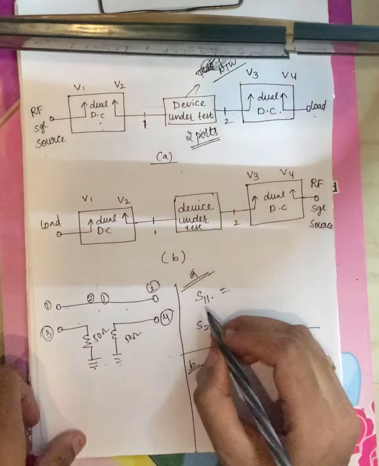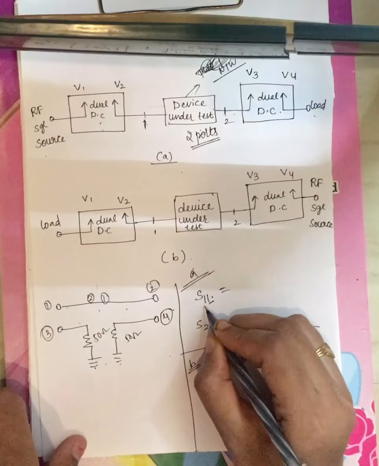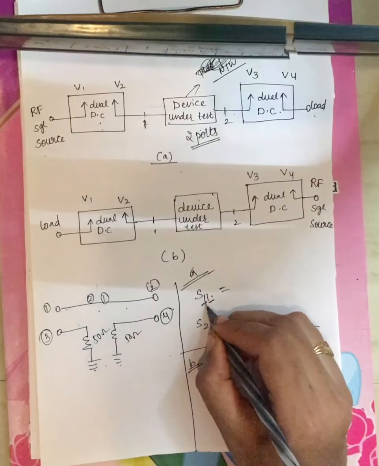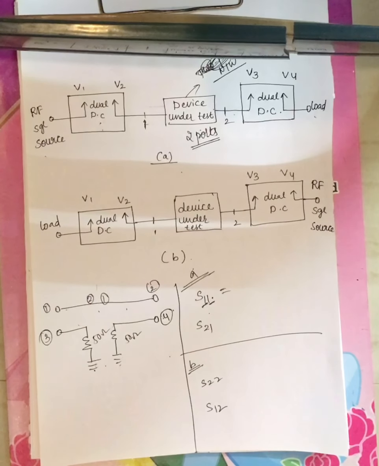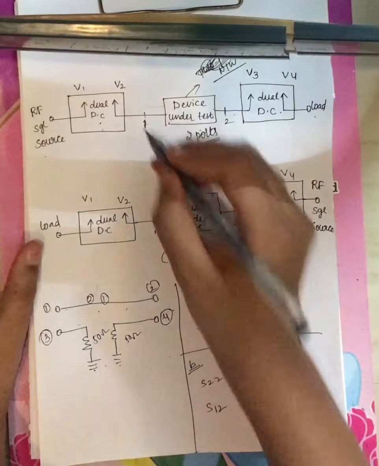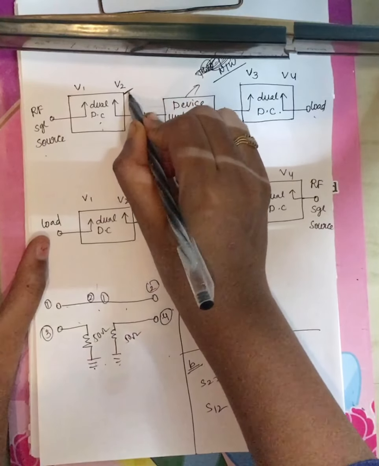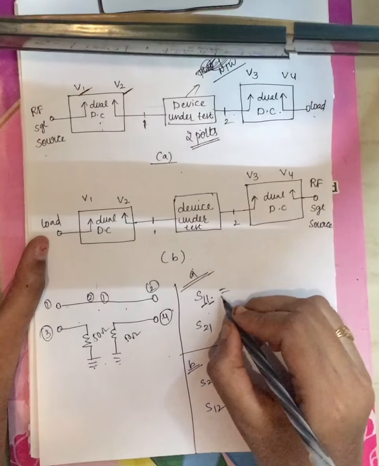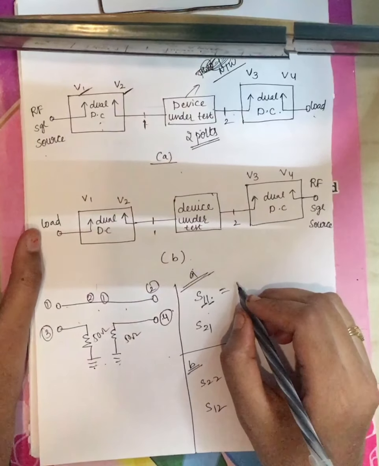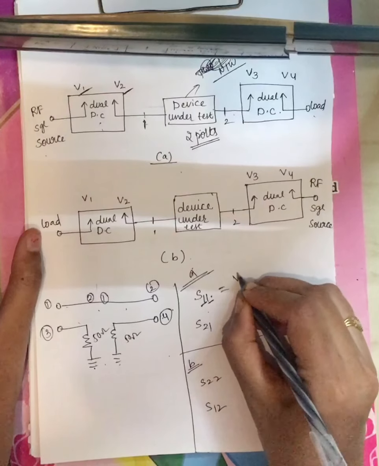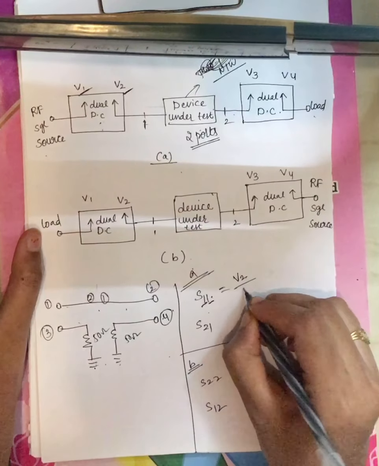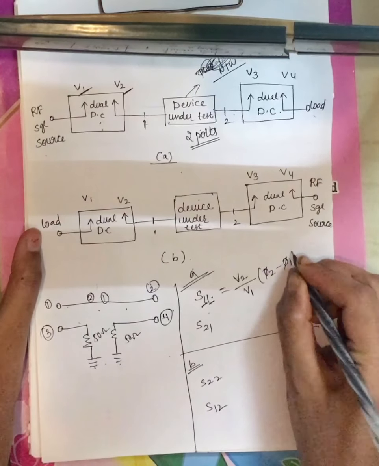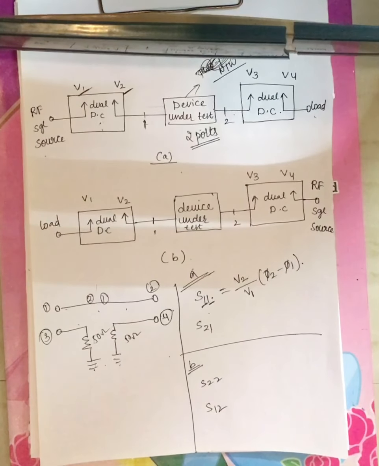Now what is S11? Input is given from port 1 and output is collected from port 1. What is the output collected from port 1? It is V2, and the input given is V1. Now S is nothing but the reflected power by the incident power. The reflected power from port 1 is V2 and the incident power is V1. It contains some phase shift, which is represented as phi 2 minus phi 1.